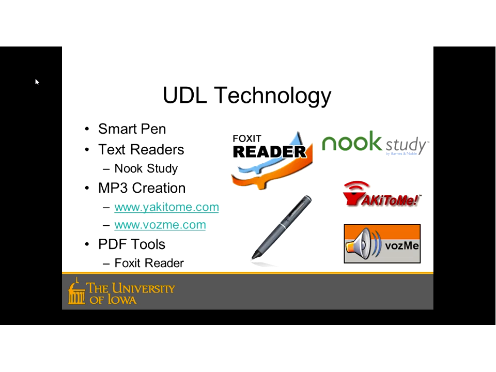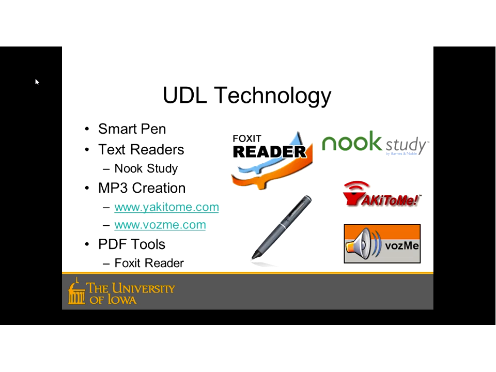Text readers can be important UDL technology to provide multiple means of access, multiple means of representation. NaturalReader is a good free one out there that students could download text into. They could download books from Barnes & Noble. They could download PDFs into that and listen to it.